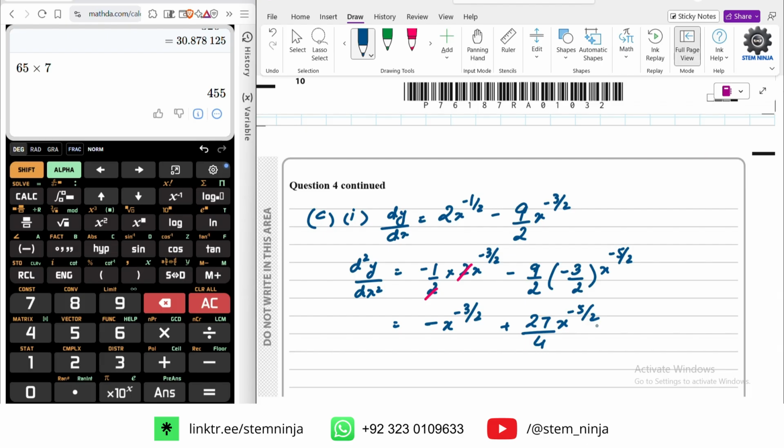And there's no further possibility or further process for any further simplification. This is the simplified form.